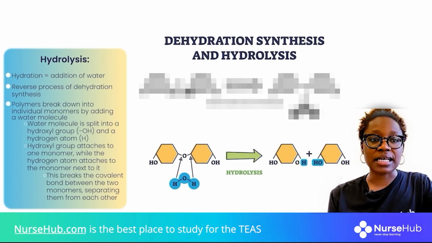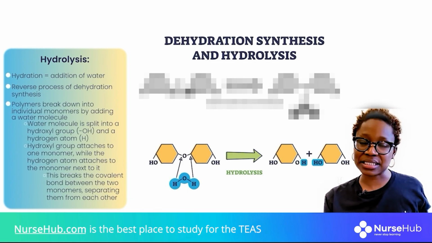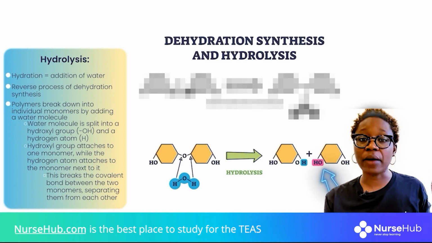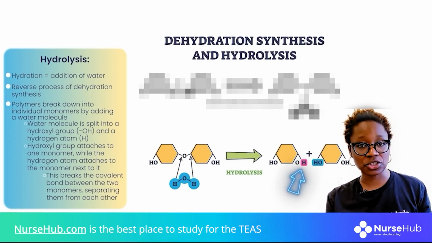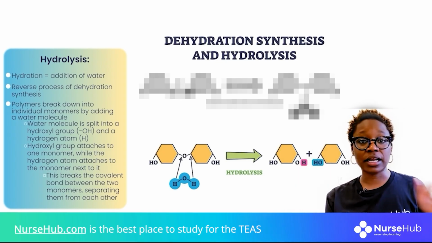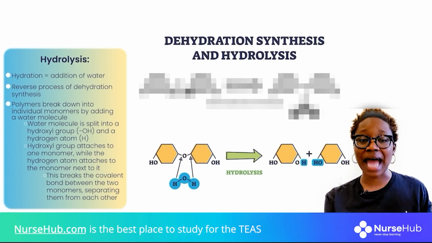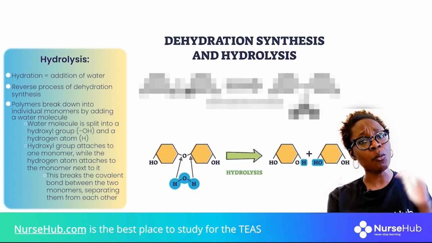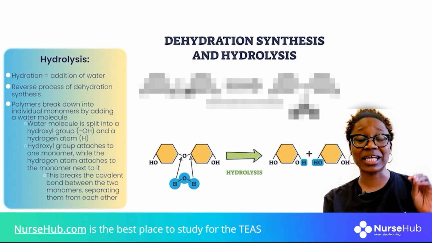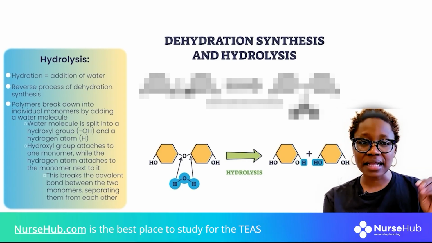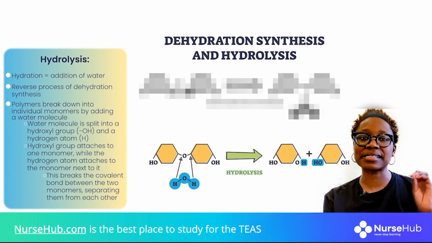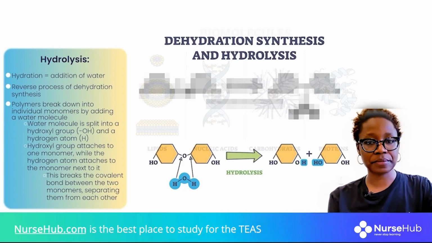In hydrolysis, a water molecule is split into a hydroxyl group, an OH, and a hydrogen atom, an H, right? So that's one oxygen and two hydrogens. The hydroxyl group attaches to one monomer, while the hydrogen atom attaches to the adjacent monomer. This breaks that little covalent bond between them, and it separates the monomers.